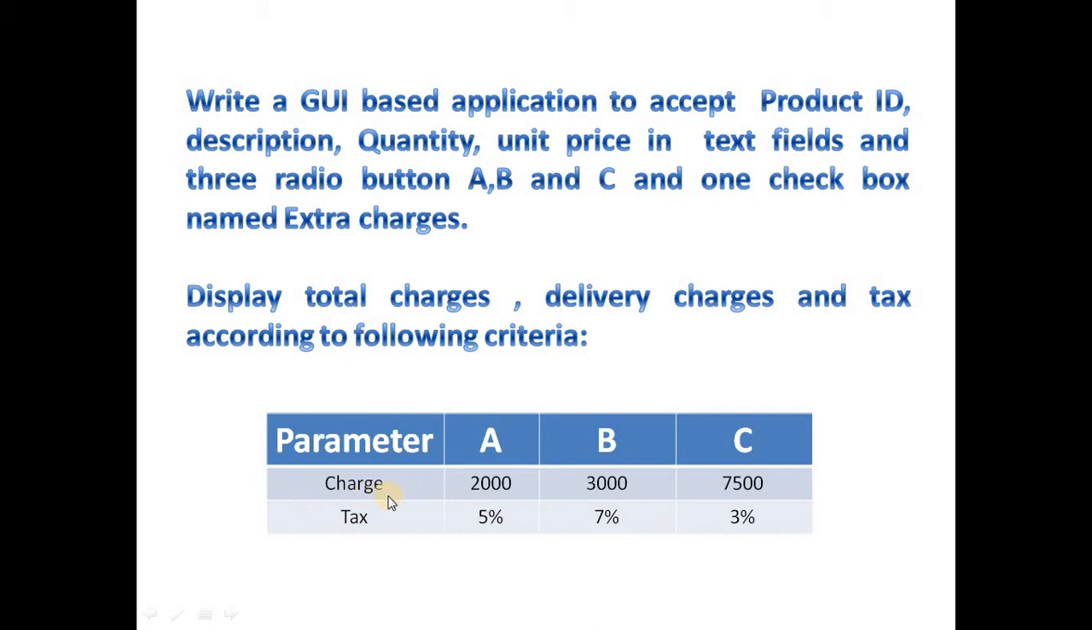I have mentioned here charges 2000 for designation A, 3000 for B, and 7,500 for C. The tax is also for A 2,000 and 5% interest, B 3,000 rupees and 7% interest, and C 7,500 and 3% interest.